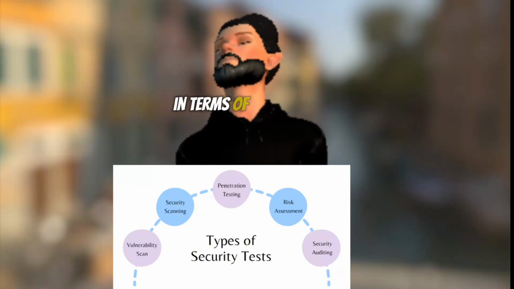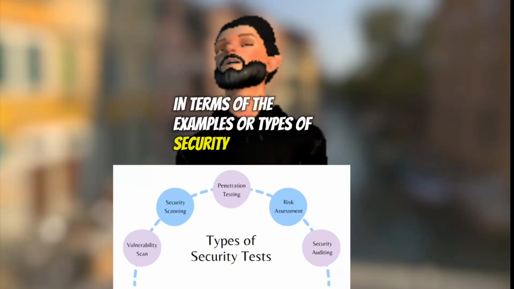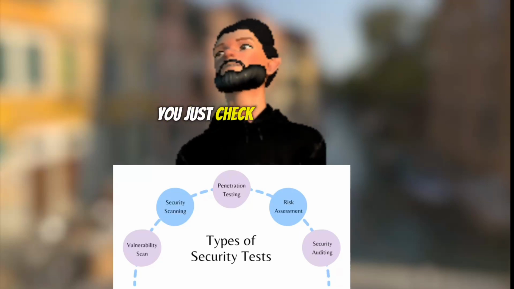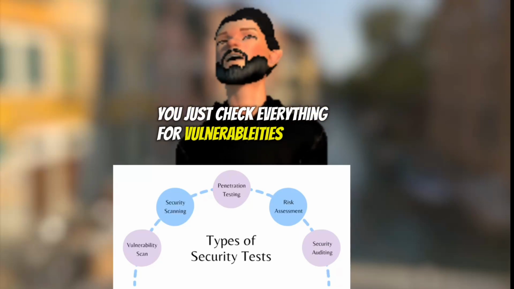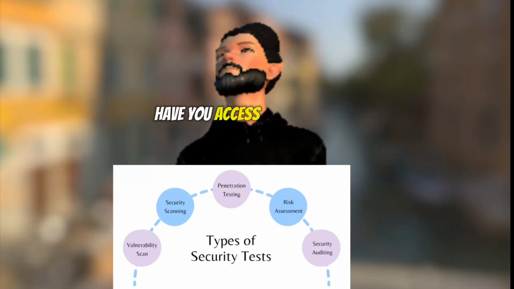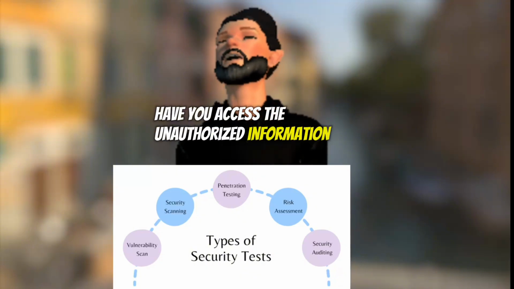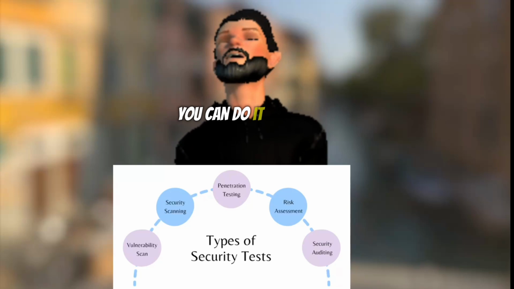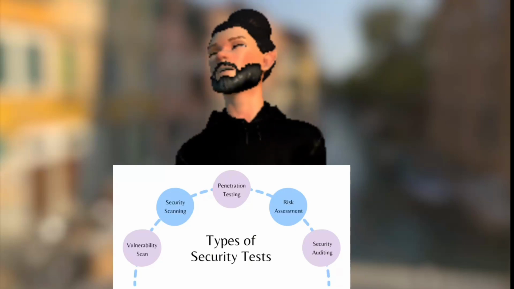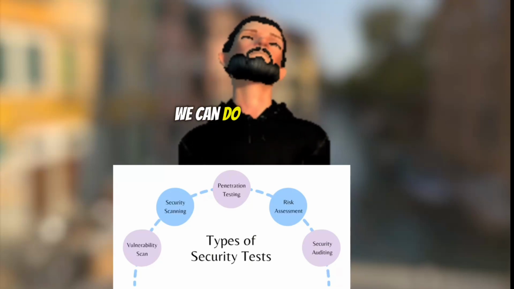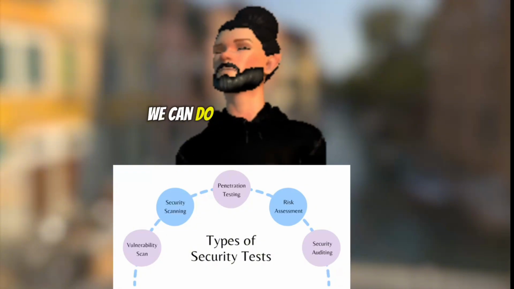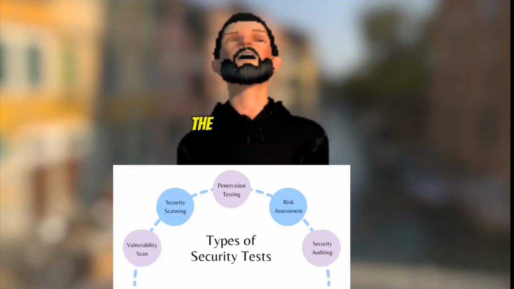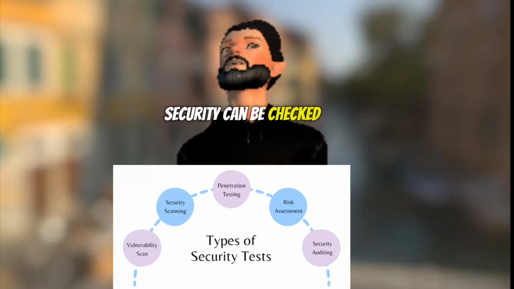In terms of the examples or types of security testing, in general, there is only one goal: you check everything for vulnerabilities, for how someone could access unauthorized information. That is the idea of security testing. The types of security testing can be done in multiple ways. Similar to functional and performance testing, where we can do different types, we have a lot of videos around it. In a similar way, security can be checked in multiple ways.